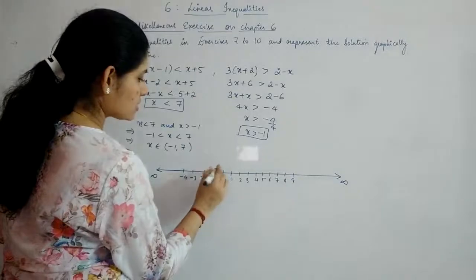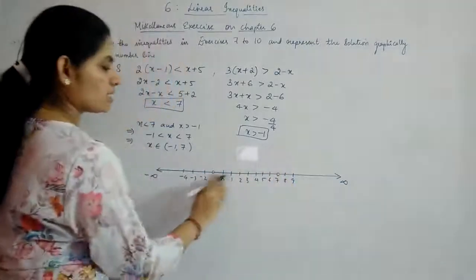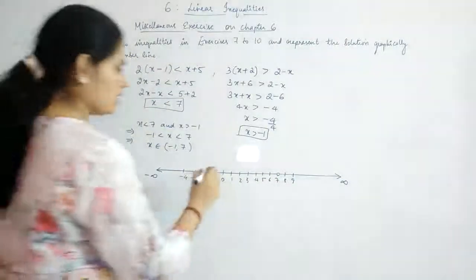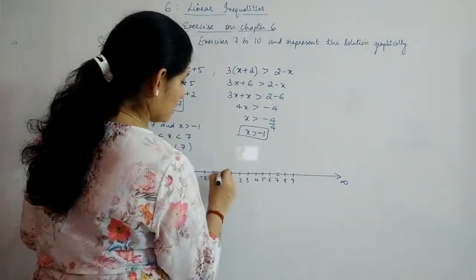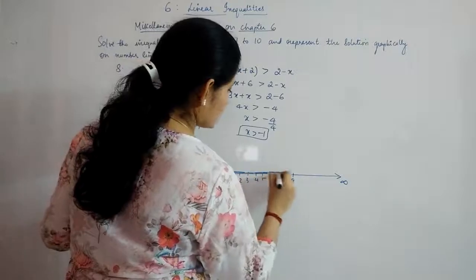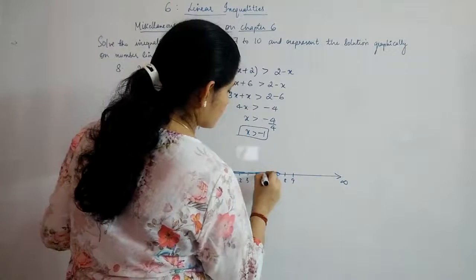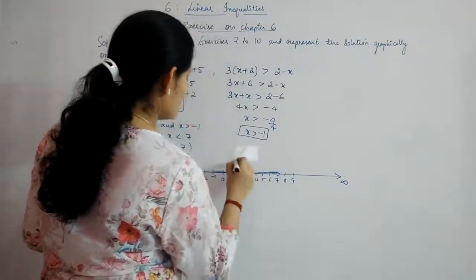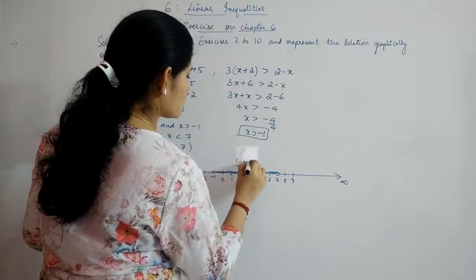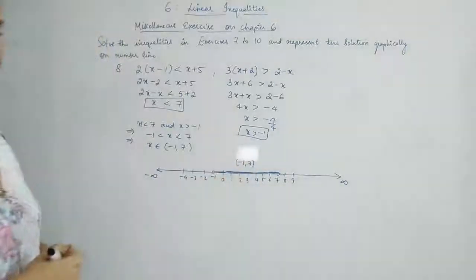Again, you have to put a hollow circle over your minus 1 as well as 7, because both are less than only, you don't have an equal to sign, and darken the line in between them. Shade this so that it highlights your solution minus 1 comma 7. Okay, this is your minus 1 comma 7 open interval. Clear?